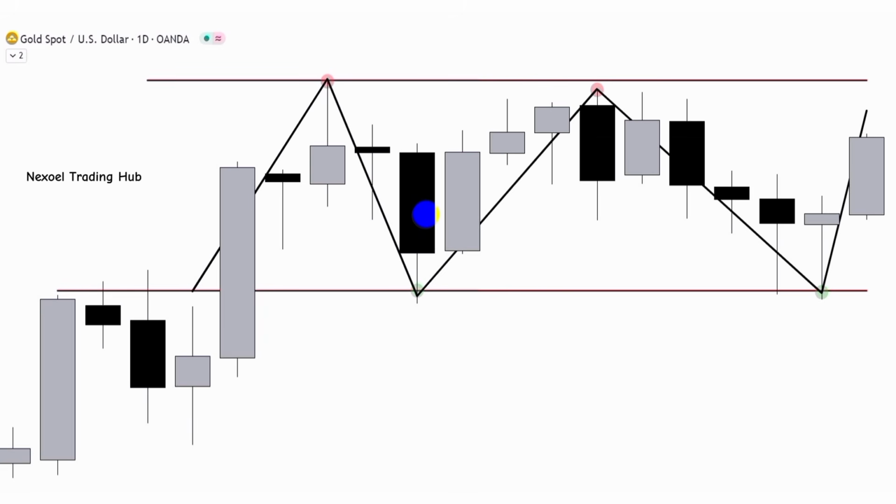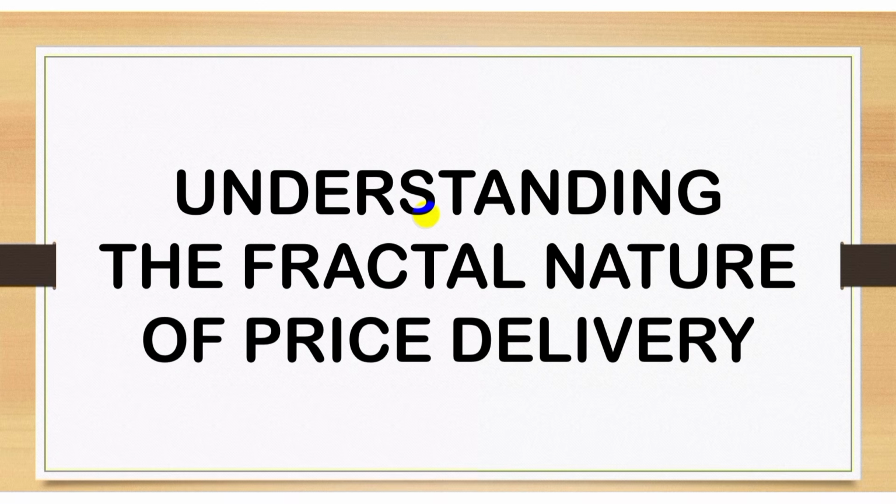So the next thing we're going to be looking at is the fractal nature of price delivery. Then in the next episode, we are going to deeply look at how to map out ideal institutional market structure. So, understanding the fractal nature of price delivery. First thing I want you guys to understand is that price is fractal. In every sense of the word, what I'm trying to make you understand is that there will always be a trend inside of a trend on every chart time frame.